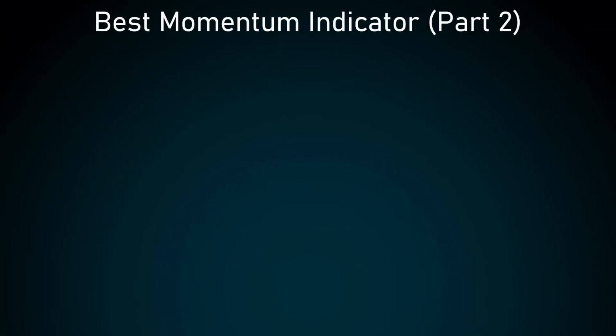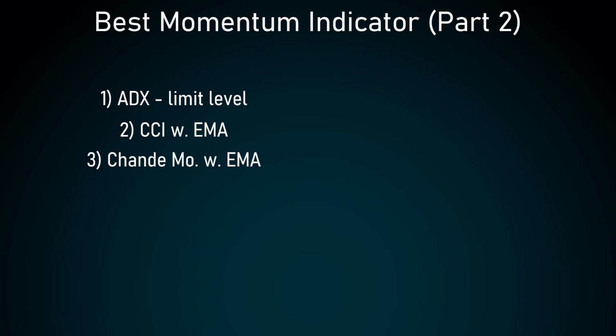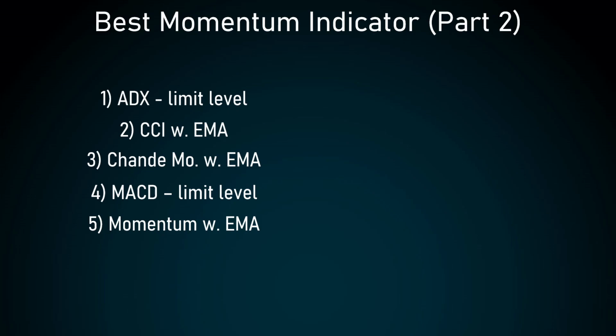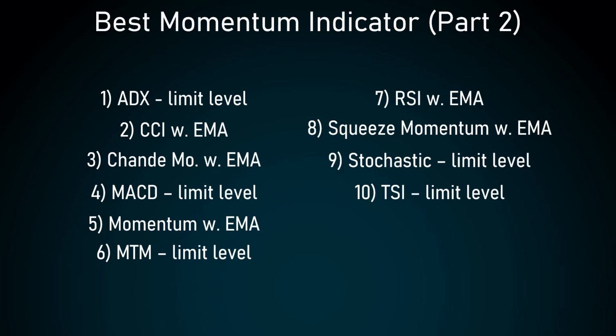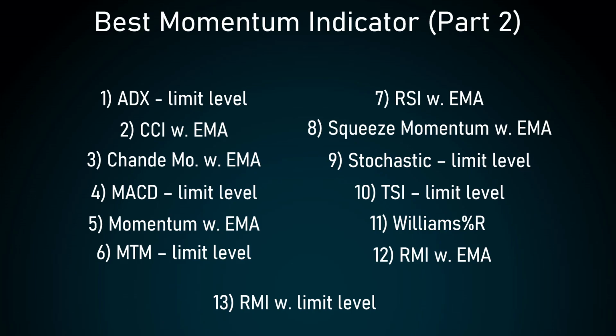First of all, let's see which momentum indicators I will be testing and how I will use them. These indicators are the ADX with limit levels, the CCI with EMA, the candle momentum with EMA, the MACD with a zero limit level, the momentum with EMA, the MTM with zero line limit, the RSI with EMA, the squeeze momentum with EMA, the stochastic with limit level, the TSI with limit level, the Williams percentage R with an EMA, and the new indicator, the relative momentum index or RMI, with EMA and with a 50 limit level.